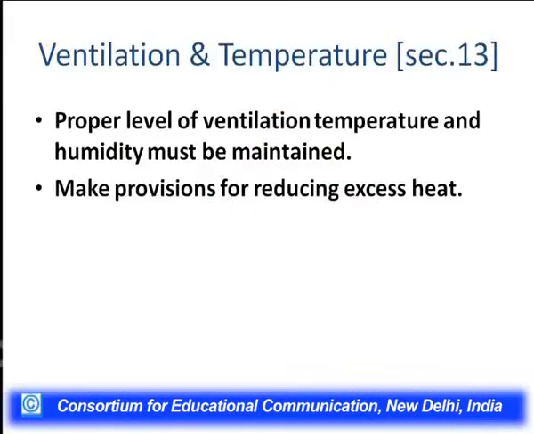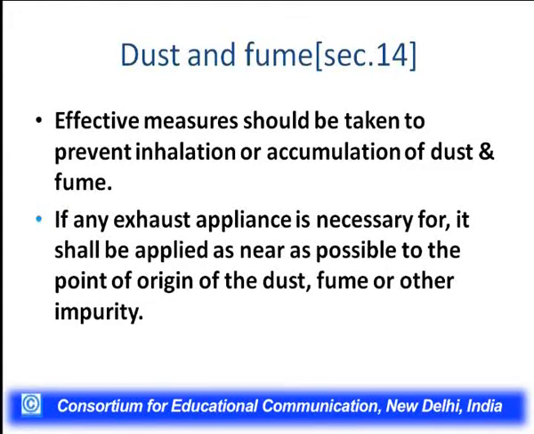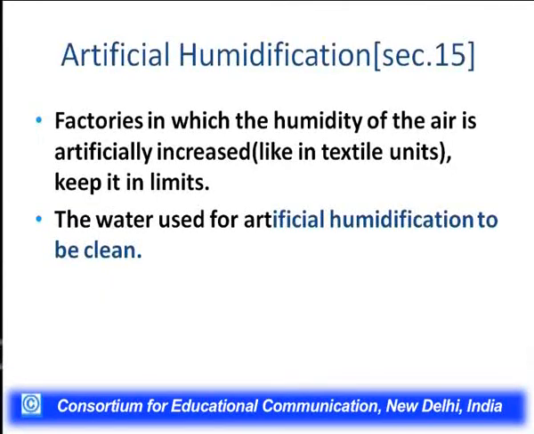Then section 13, ventilation and temperature. Proper level of ventilation, temperature, and humidity must be maintained. And the state government again can make provisions for reducing excess heat. Then section 14, regarding dust and fumes, which says effective measures should be taken to prevent inhalation or accumulation of dust and fumes. And if any exhaust appliance is necessary, it shall be applied as near as possible to the point of origin of the dust, fume, or other impurity. Then section 15 is about artificial humidification.